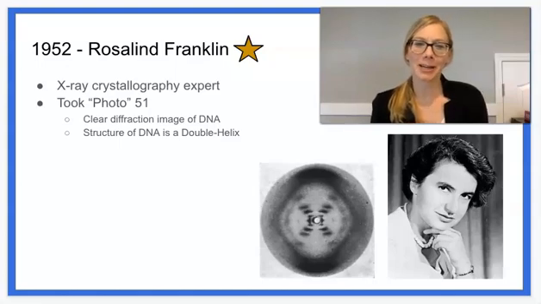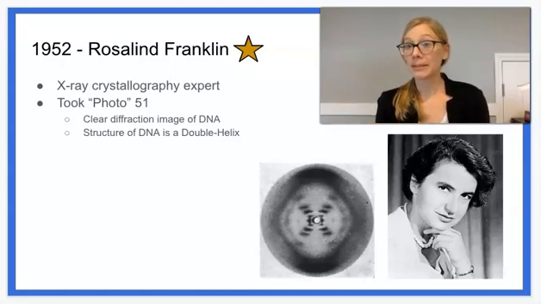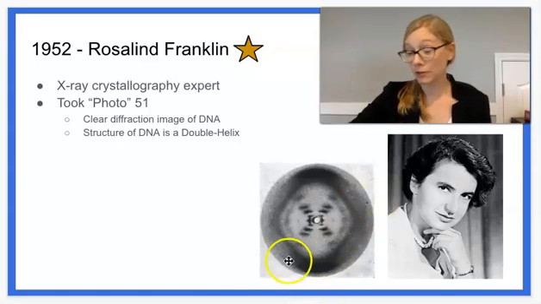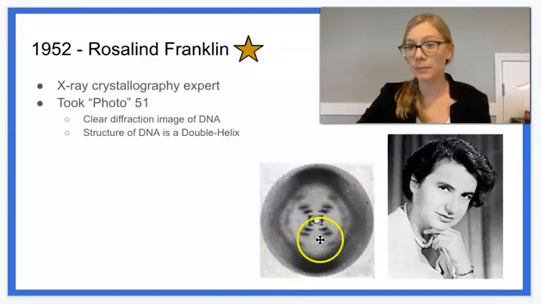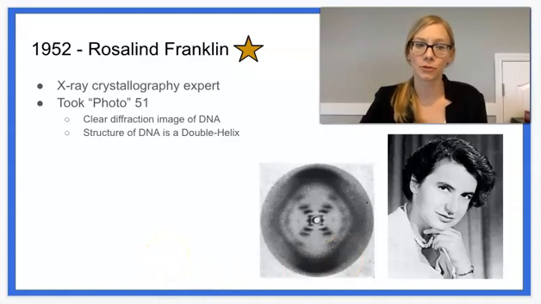And over time, it's kind of come out that she was really the one who was the X-ray crystallography expert. We're going to talk about Watson and Crick too, and she's the one who kind of had the chemistry background to do it. She's really famous now because she took what we call Photo 51. Photo 51 is a clear diffraction image of DNA, and it shows that the structure of DNA is actually something called a double helix, which we know now. Here is her picture, Photo 51. And this banding pattern is what tells us it is that double helical structure.